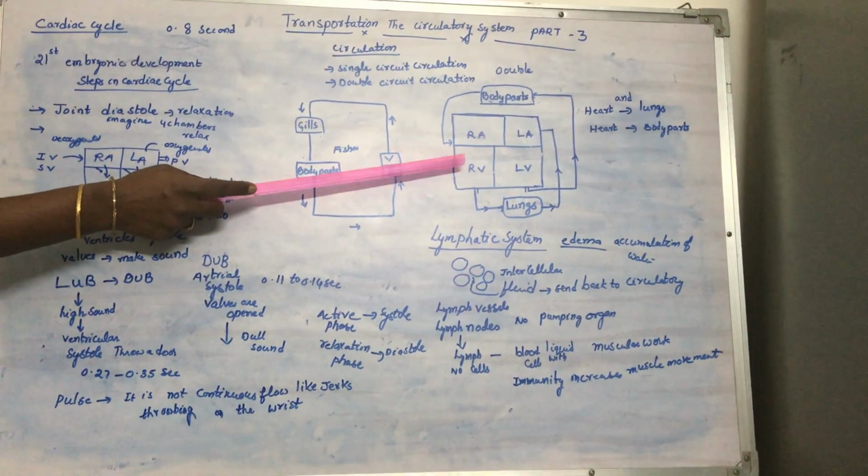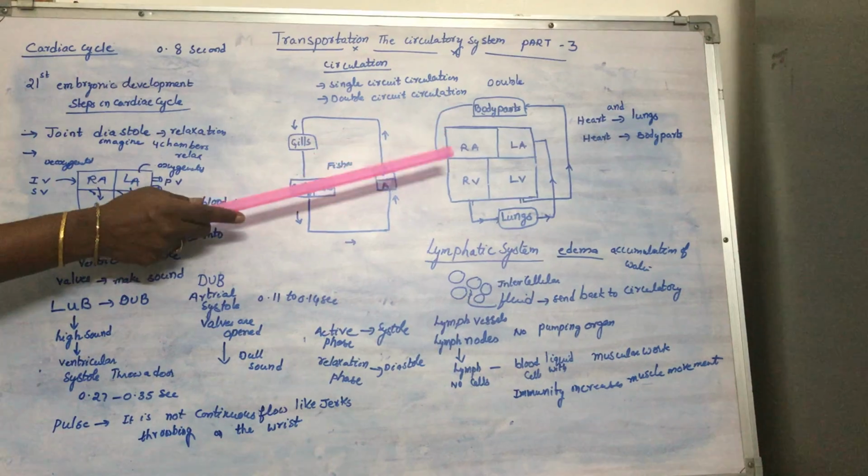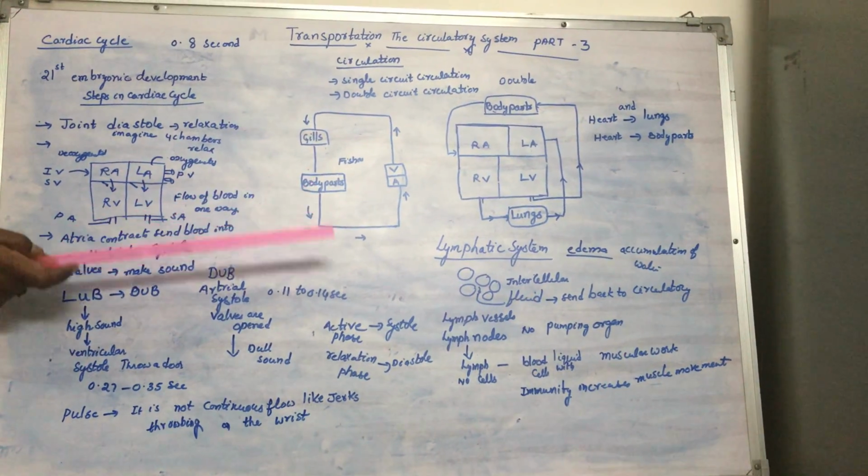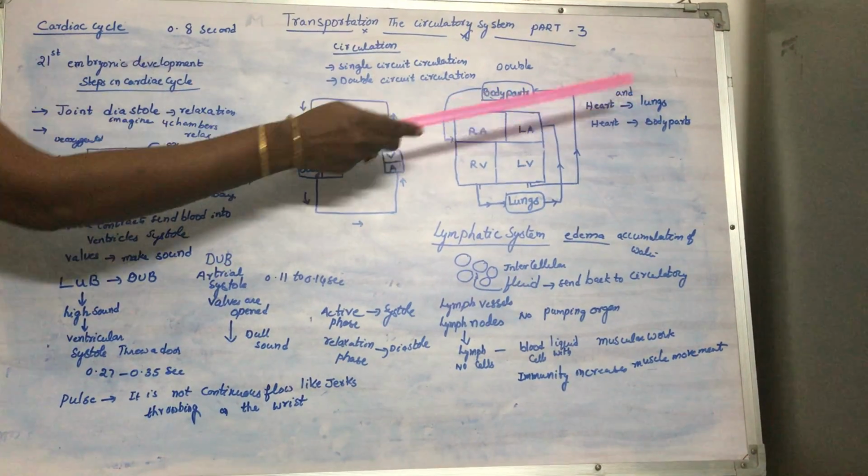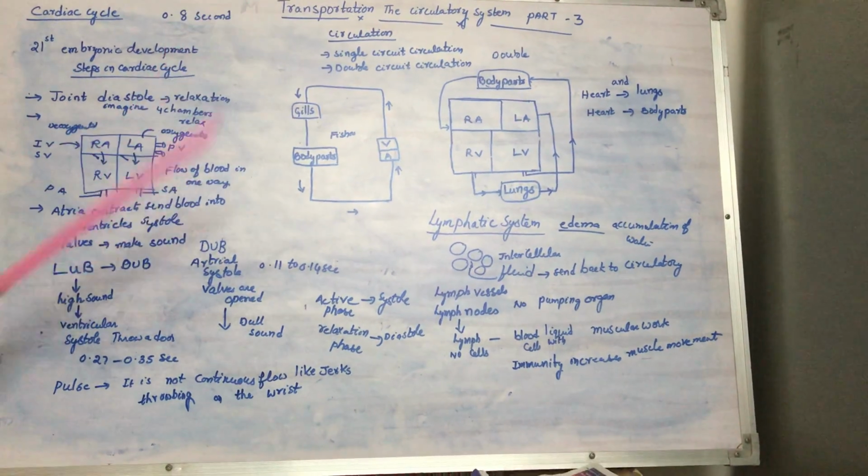Here the blood is circulated twice. So that's why it is called double circuit circulation. One is between heart and lungs, another is between heart and body parts.